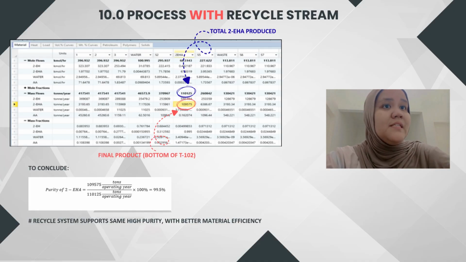To summarize, the non-recycle system is simple and gives very high purity, which is 99.99%. However, it requires more fresh feed and generates more waste. The recycle system, on the other hand, slightly reduces purity to 99.5%, but improves reactor conversion, reduces waste, and lowers operating costs. Choosing between the two depends on production scale, cost priorities, and sustainability goals. That's all from me, and thank you.